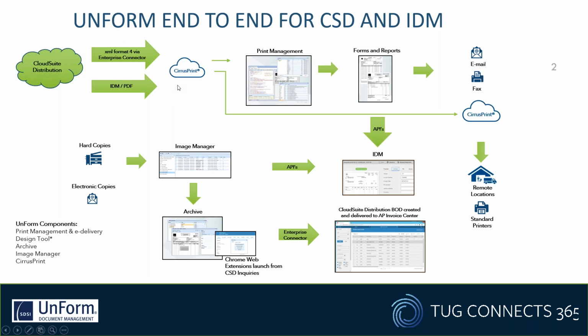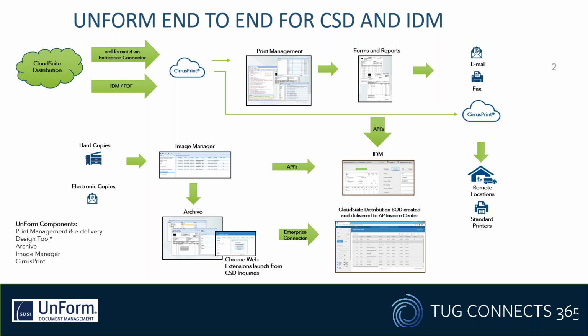So those of you that are scrambling to find something to replace Google Cloud Print really need to take a good hard look at Cirrus Print, because it can replace that and has much more functionality available for you, including the ability to print to standard printers. So when you're using Cirrus Print, you don't necessarily have to buy email capable printers. You can continue to use your existing printers. Our print management forms output solution works with Cloud Suite. We take the XML format and can generate the forms and reports with those.